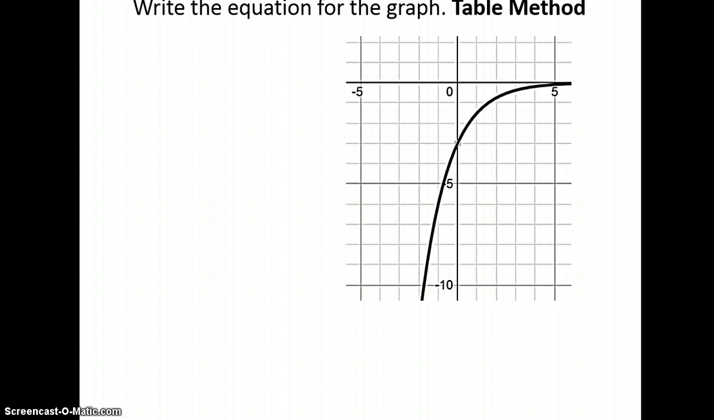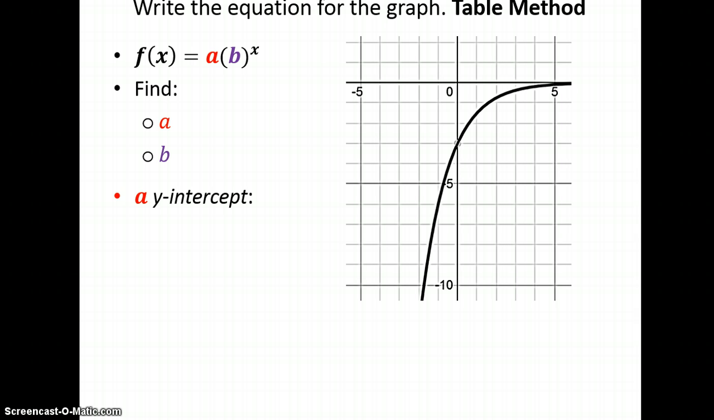In order to write the equation, we must know the formula of an exponential function, which is f of x is equal to a times b to the power of x. We must find a and b. A is our y-intercept. That's the point on the graph where the graph crosses the y-axis. In this example, that point's at -3. So a, or our y-intercept, is -3.